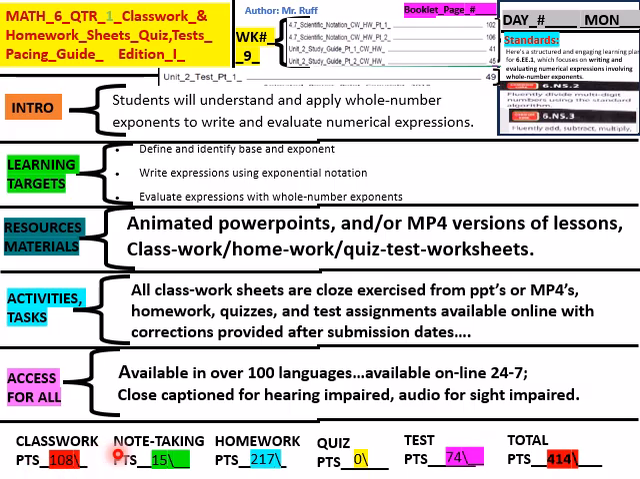And then your classwork points, 108 classwork points for week 9, 15 points of note-taking, 217 points of homework for week 9, quizzes is 0, and your test is 74 points for your final test here for quarter 1. The total points for quarter 1, week 9 is 414 points.